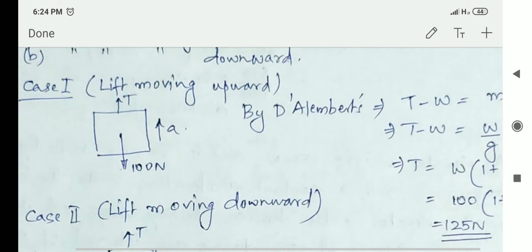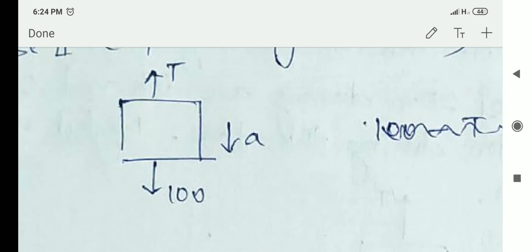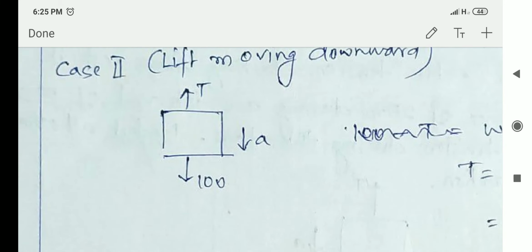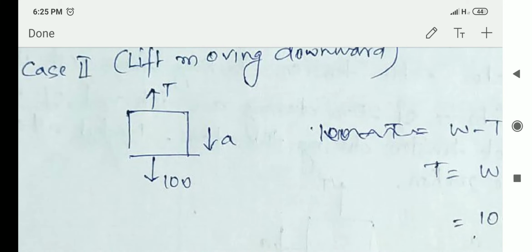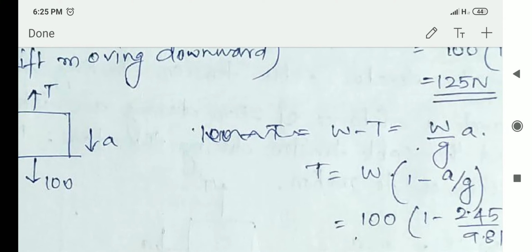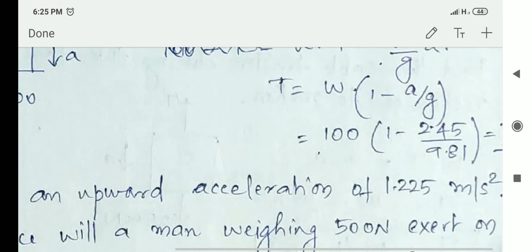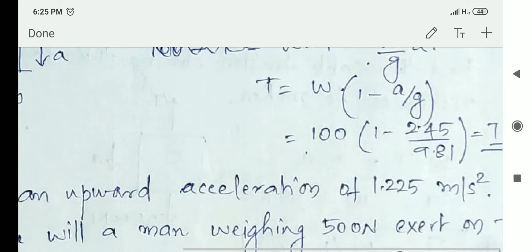Now when the lift is moving downwards, with the same free body diagram, in the downward direction, the acceleration will be in the downward direction. So what is the difference? While applying the D'Alembert's principle, the forces in the direction of motion come to the downward side. So therefore it is 100 minus T equal to m into acceleration. Here also m equal to W by g. Upon solving, you will get 75 Newton.